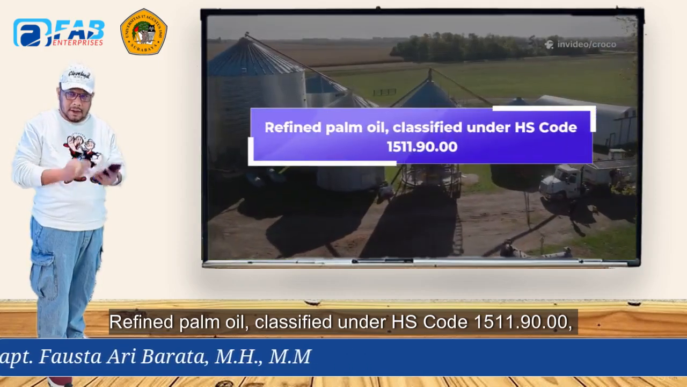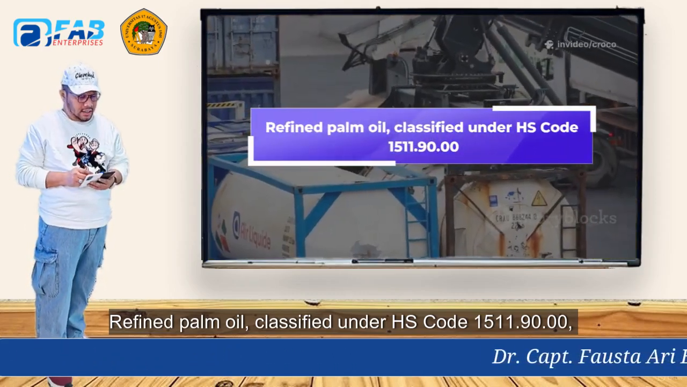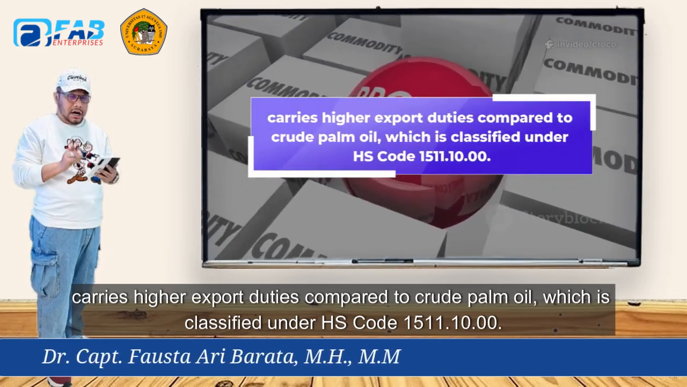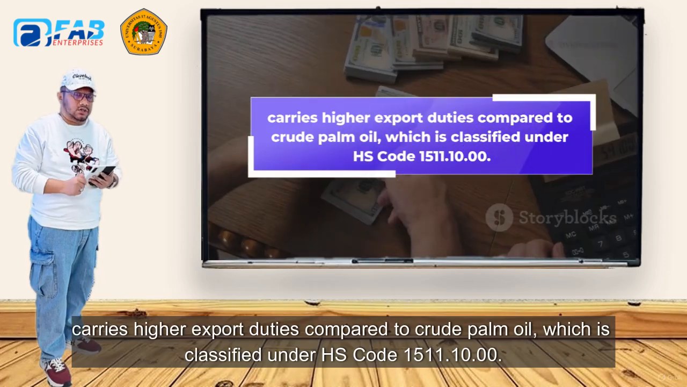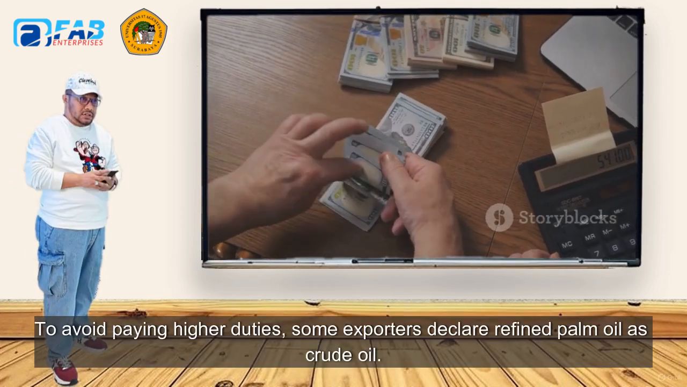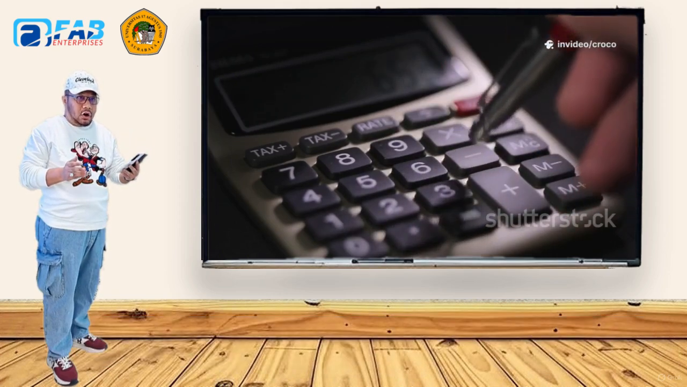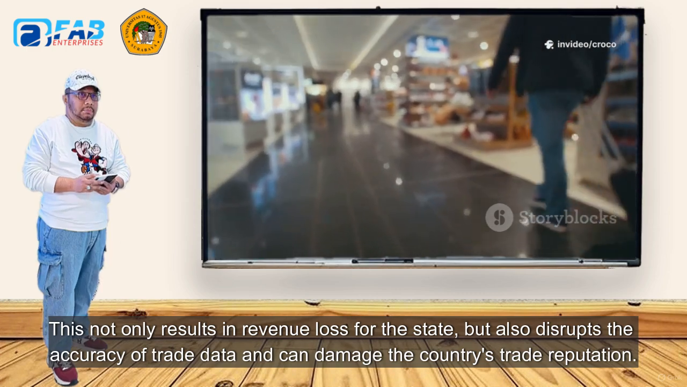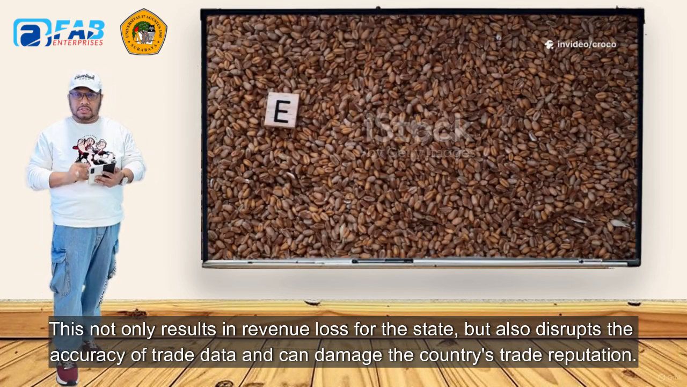Refined palm oil, classified under HS code 151190.00, carries higher export duties compared to crude palm oil, which is classified under HS code 151110.00. To avoid paying higher duties, some exporters declare refined palm oil as crude oil. This not only results in revenue loss for the state, but also disrupts the accuracy of trade data and can damage the country's trade reputation.